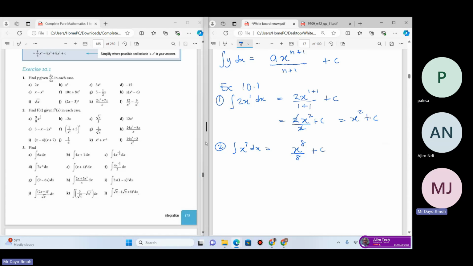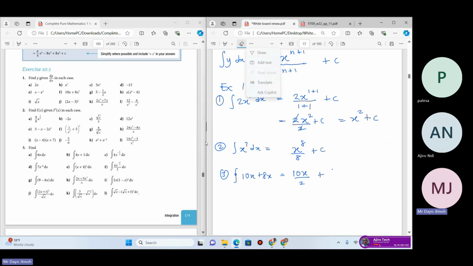Now, let's say you have something like number 3. I want to integrate 10x plus 8x to the power, okay, let's say 7. What will it be? It will be 10x squared over 2 plus, okay, they put 7. Let me put 7. The question says 7. Let me put 7. There's a reason there. So 7 here. This one is 2. Good.